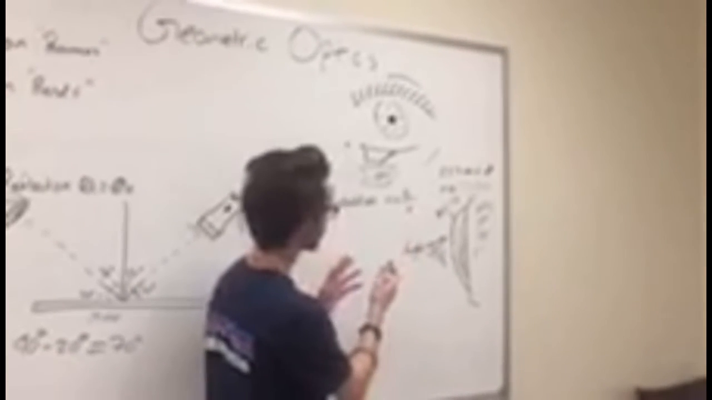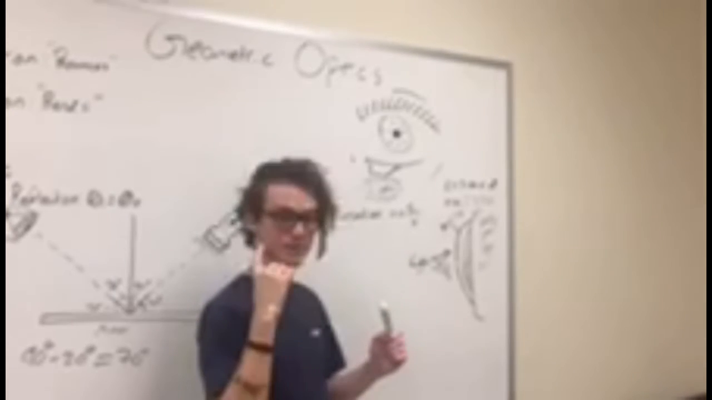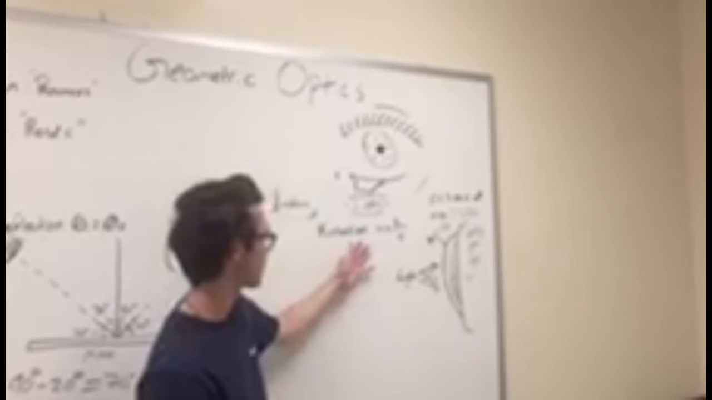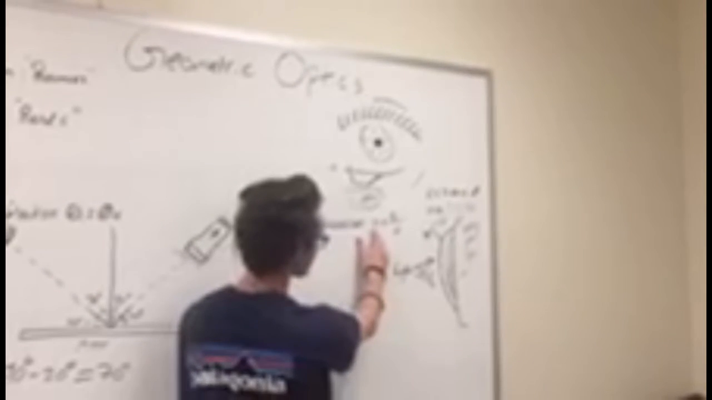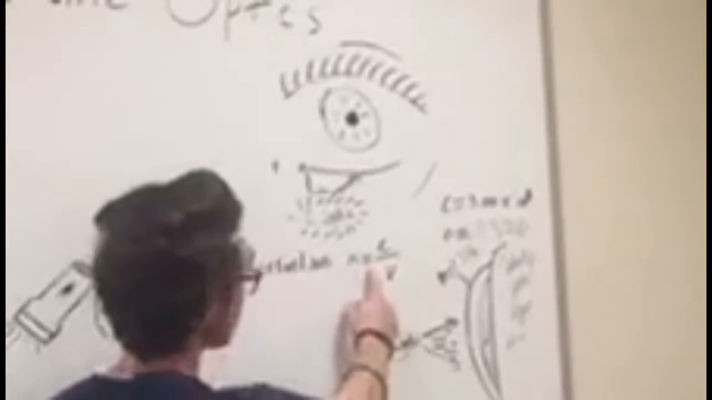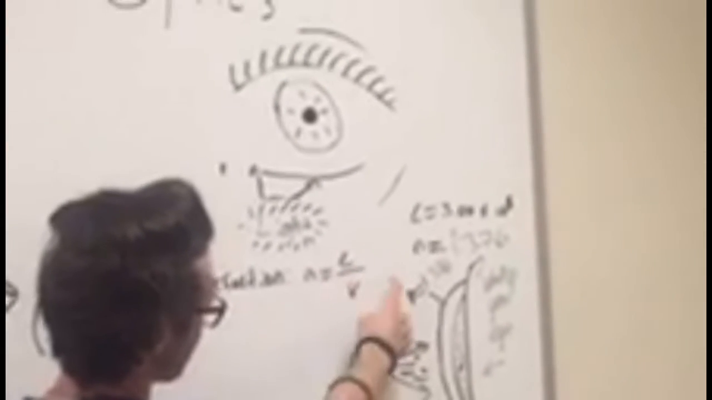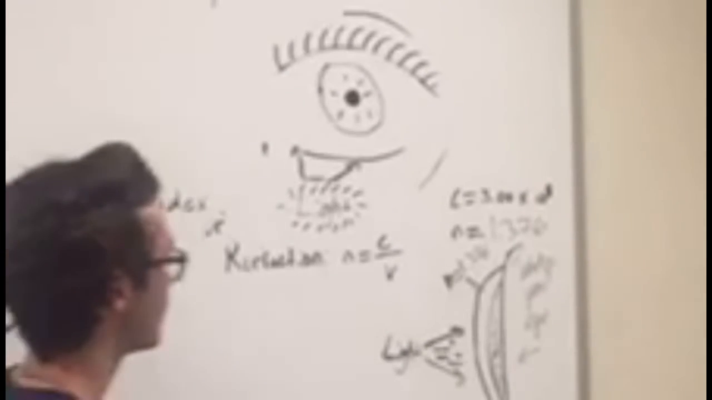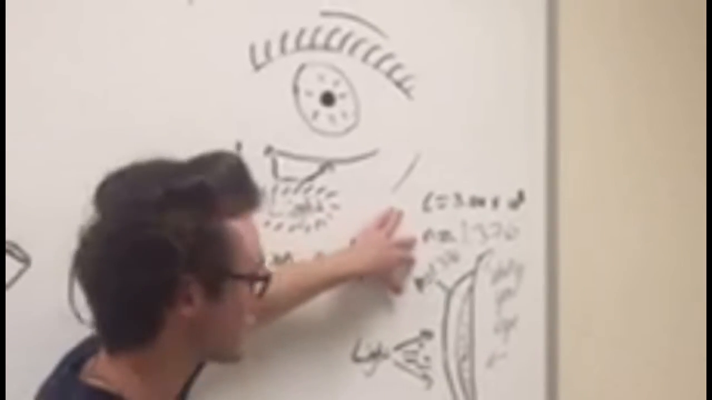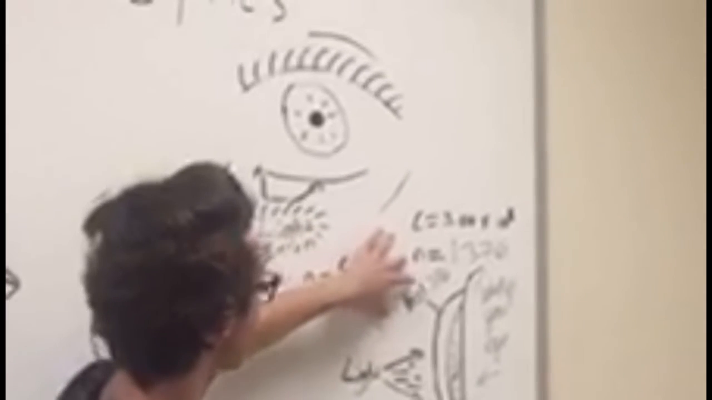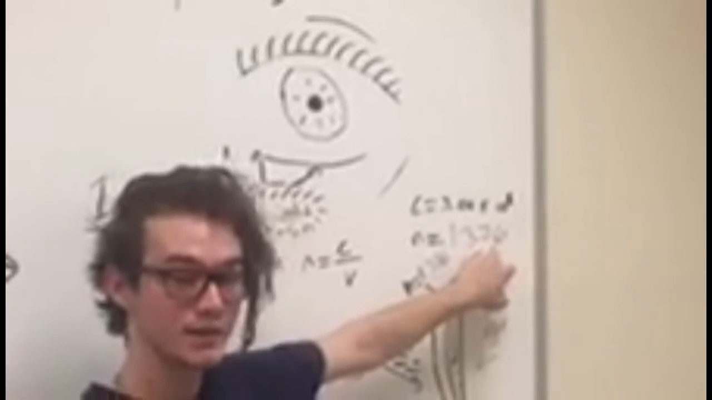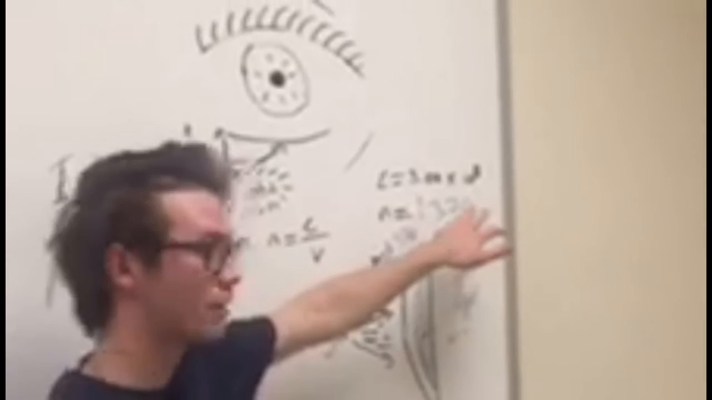We can measure how much light is bent by the cornea, for example, through a formula called the index of refraction formula, which states that the index of refraction, in this case n, is equal to the speed of light divided by the speed at which light travels through its medium. In our example, it's going to be the cornea. It's a known fact, you can just look it up, that the index of refraction of the cornea is about 1.376. And the cool thing about the index of refraction is that there are no units. It's just a number as is.